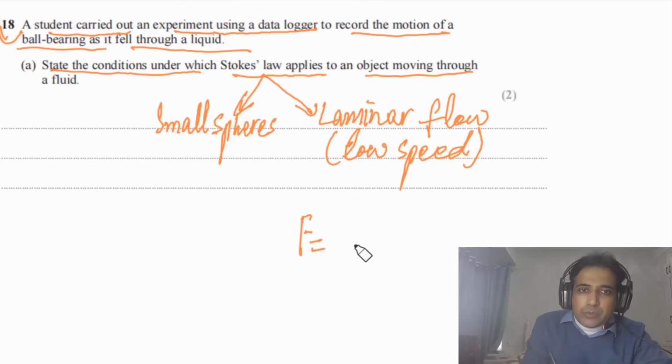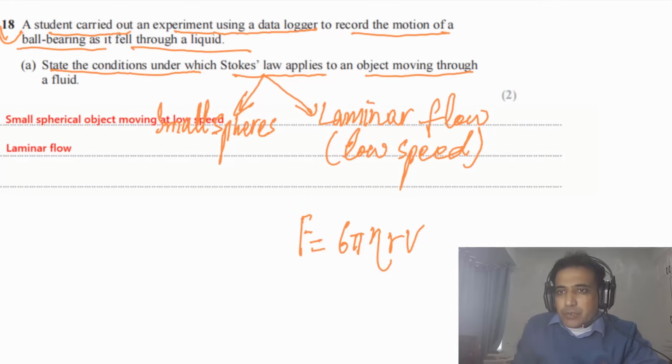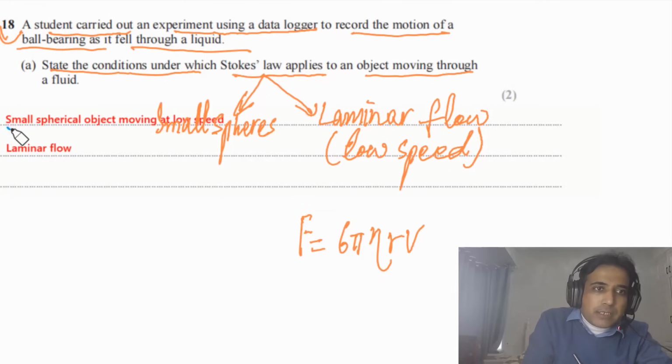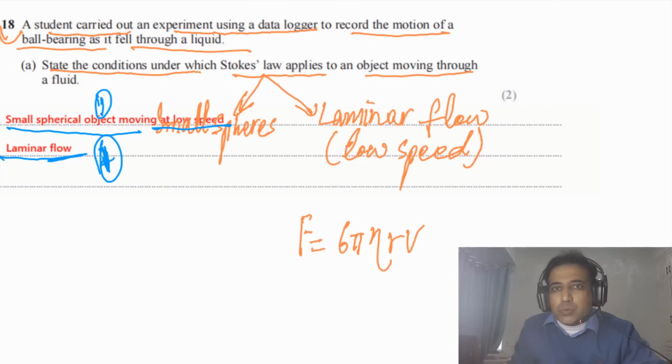F is equal to 6 pi eta r v. So these two conditions we have to write down for Stokes' law. So this is how you can write down your answer. In your answer you can say small spherical object moving at low speed and laminar flow. This question has 2 marks, so if you write down these 2 points you will get 2 marks.